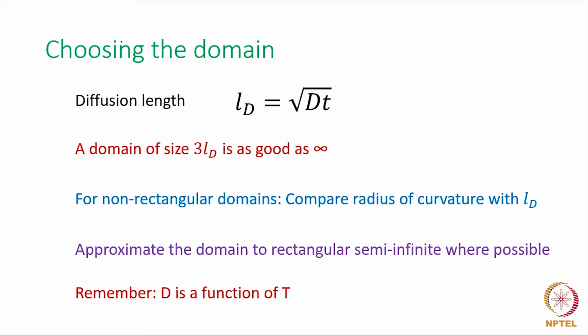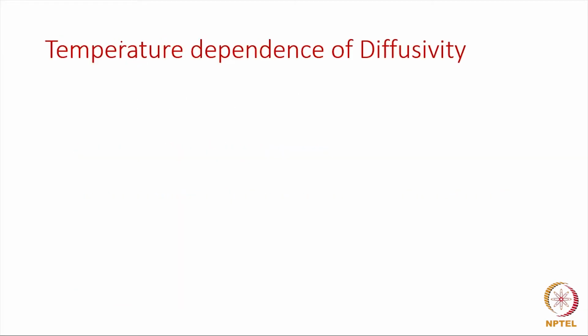And always remember that the diffusivity is actually a function of temperature. We will have a discussion about this shortly, because the temperature at which we are having the problem has to be always known, because we have diffusivity determined as a function of temperature, and from that only we can actually say what is the LD, and then we can make the rest of the assumptions. So how does the temperature dependence come about?